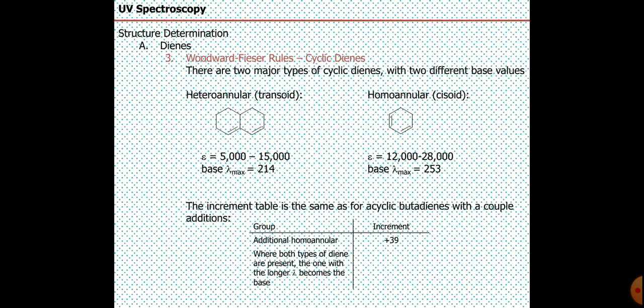If extended conjugation is present, or a double bond is present with this conjugated system, plus 30 nanometer is added. For exocyclic double bond, plus 5 nanometer is added. For alkyl residue, I have already told you, plus 5 nanometer is added. And this overall value results in the lambda max.